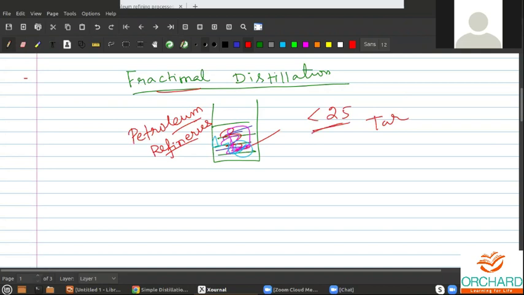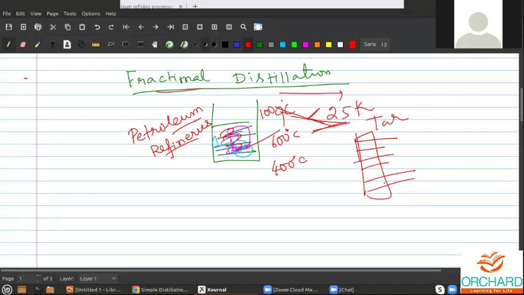At each temperature, suppose you are heating from 400 degrees Celsius, you will get some liquid that is collected separately. If you increase the temperature to 600 degrees Celsius, some other liquid will come up. If you increase it further to 1000 degrees Celsius, some other petroleum product will come out. You will have a fractionating column. I will show you the video. At different temperatures, different products come out. That is called fractional distillation.